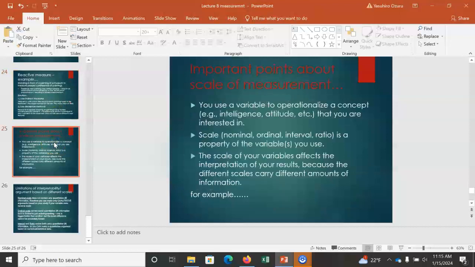Okay. An important point about scale of measurement is, so let's organize it. You use a variable to operationalize a concept such as intelligence or attitude that you are interested in. Scale is the property of the variable you use. So when you operationalize it, you need to choose a particular scale. And the scale of your variable affects the interpretation of your results because different scales carry different amounts of information. For example, nominal is very limited because it's not quantitatively precise, whereas ratio scale is most precise.